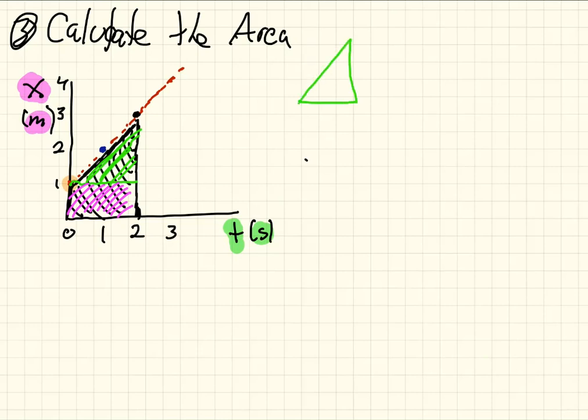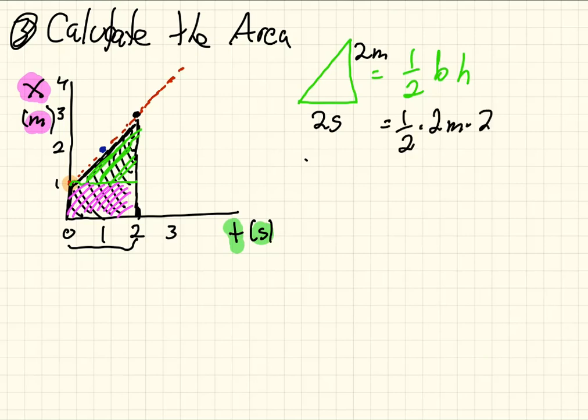Okay. To find its area, I know I need to do 1/2 base times height. So what is the base and the height of this triangle? Well, the base goes from 0 to 2 seconds, and the height goes from 1 to 3, so it is 2 meters. Okay. So I'll do 1/2 times 2 meters times 2 seconds, and I get 2 meters times seconds as that area.